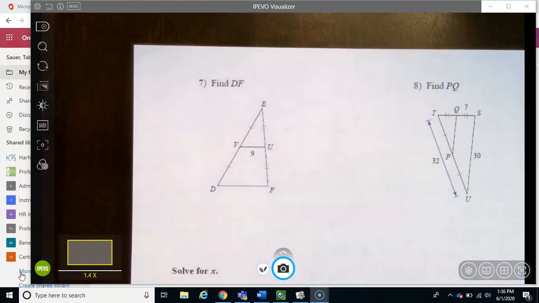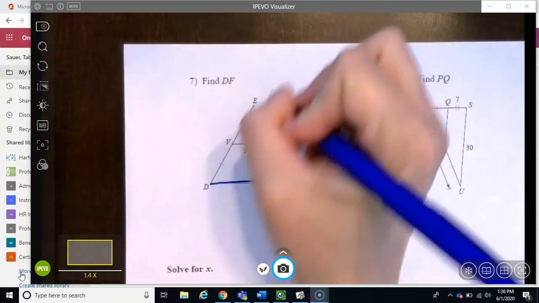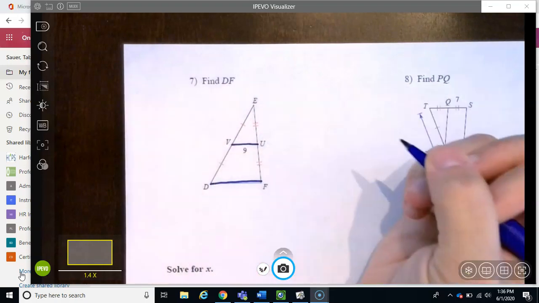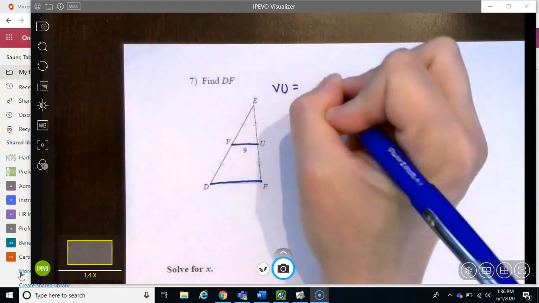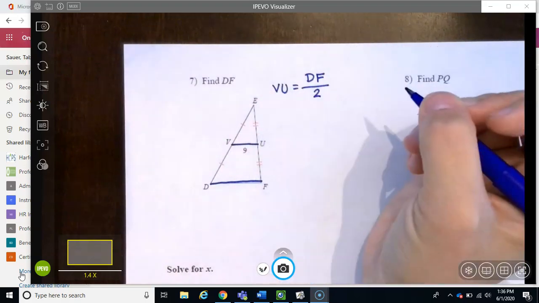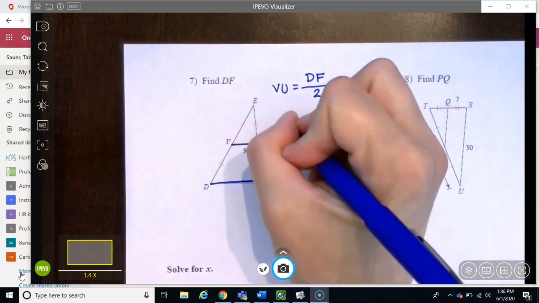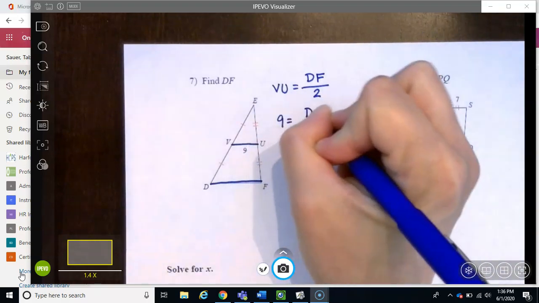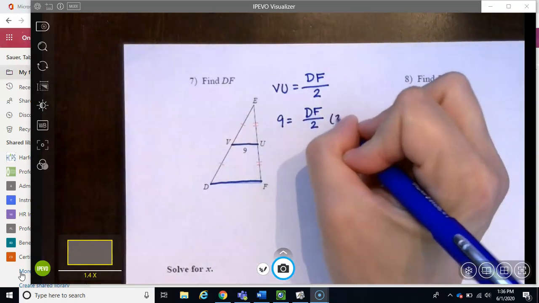All right, we've got DF is what we're trying to find, so that's the base. And its mid-segment that is parallel to it is VU. So the mid-segment VU is equal to the base DF divided by 2. Go ahead and plug in 9 for VU. And then to solve for DF, multiply both sides by 2.